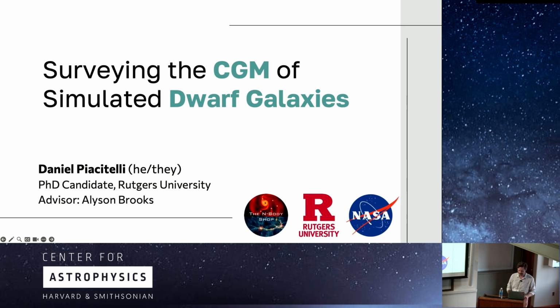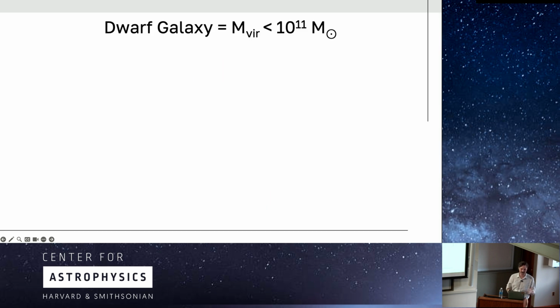Like was mentioned, there's been a number of talks that have already set up dwarf galaxies and why we care about their CGM. So I'm going to move quickly past that. But first, I do want to quickly define: we treat dwarf galaxies as anything below a virial mass of 10 to the 11. That's roughly about 10% the virial mass of the Milky Way.